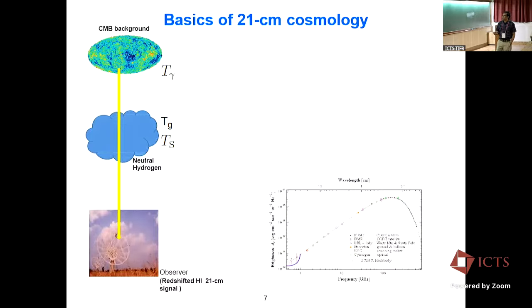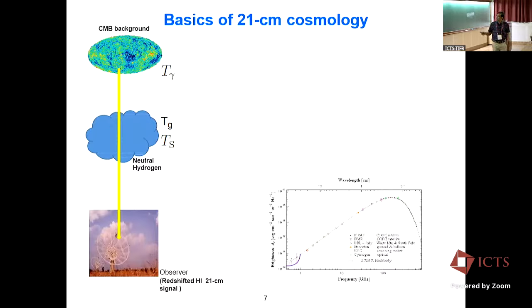Now, what is the actual quantity we can measure regarding the 21 centimeter signal? So look at this picture. We have this cosmic microwave background radiation coming from redshift 1100, right?